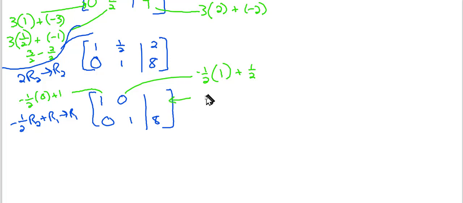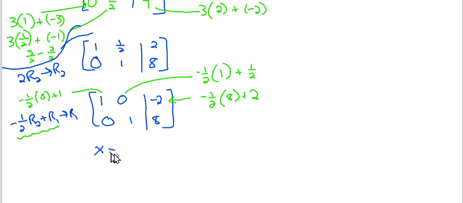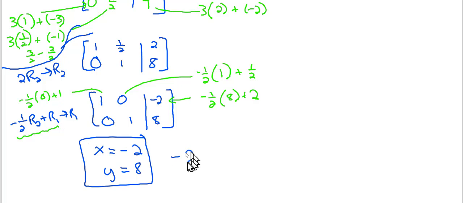This guy here is going to be negative 1/2 times the row 2 entry. I'm always referring back to my rule here. That's 8 plus row 1 is 2. Negative 1/2 times 8 is negative 4 plus 2 is negative 2. That tells me x equals negative 2 and y equals 8. Or, as an ordered pair, negative 2, 8, when we convert back from the augmented matrix to our solution.